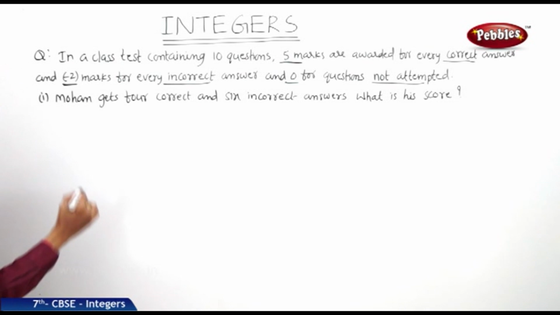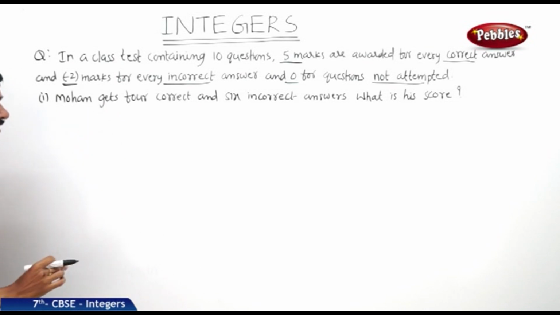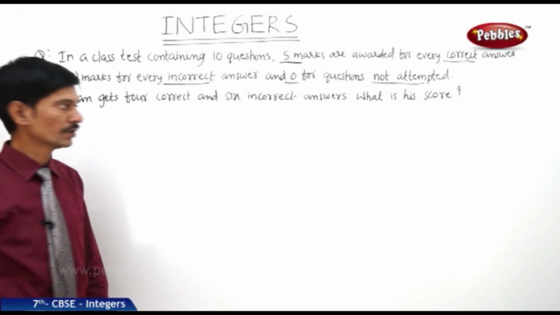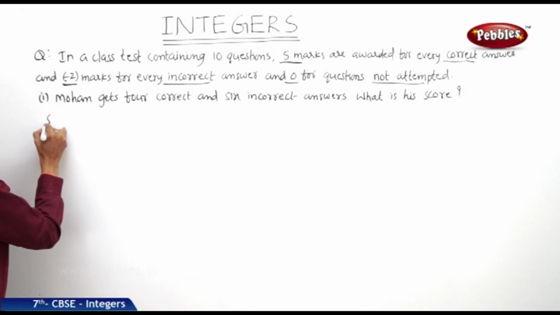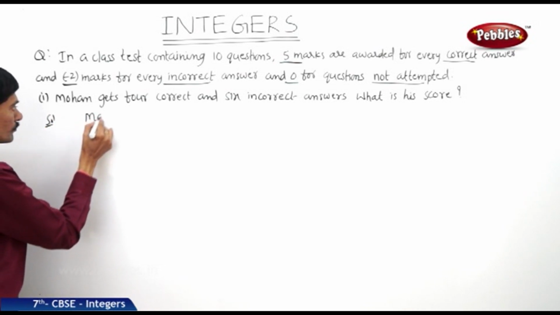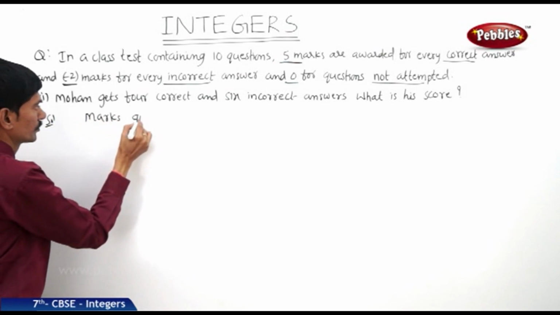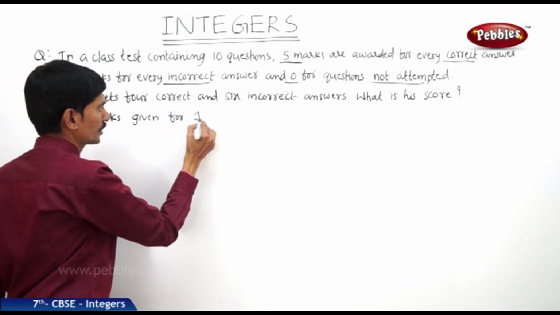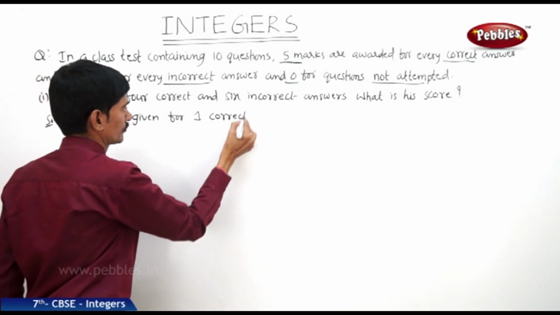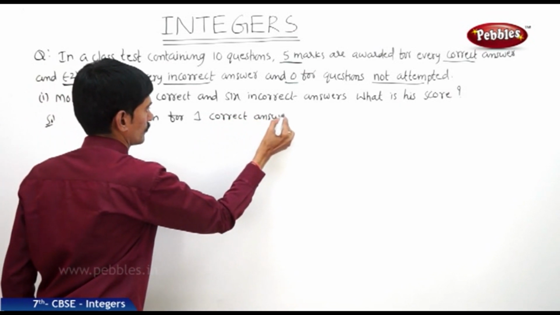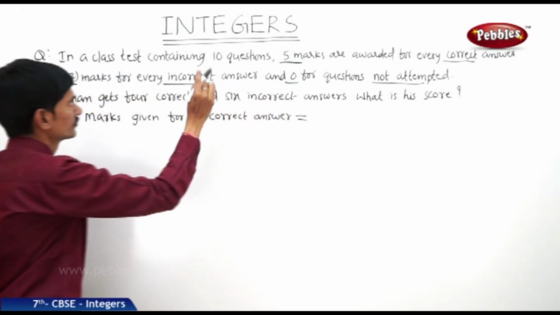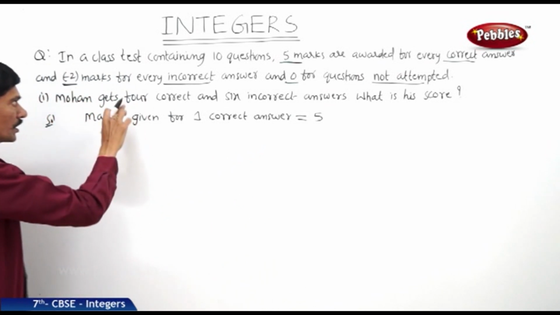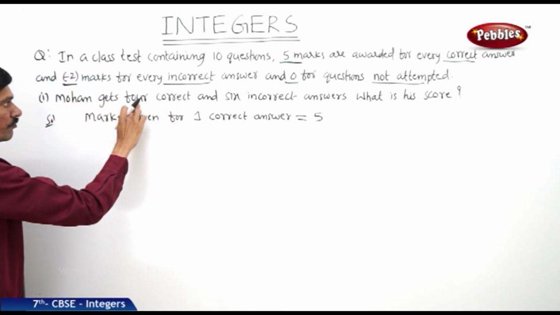Then let us solve the first question in this. Mohan gets 4 correct answers and 6 incorrect answers. Then we have to find his score. Now what is the marks given for every correct answer? Marks given for one correct answer equals 5 marks. Now how many did he attempt correctly? So he attempted 4 correct answers.